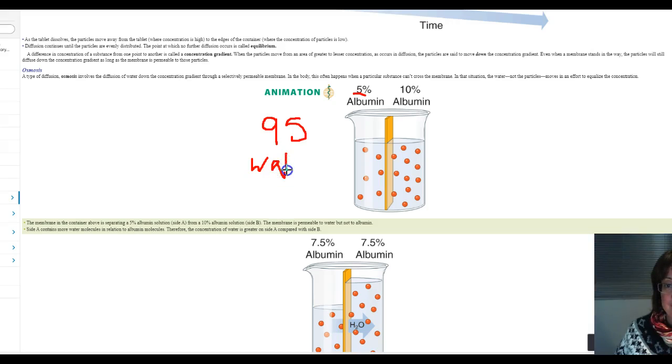Sorry, I'm left-handed and I'm using a right-handed mouse, so we're doing okay, but we're not great.